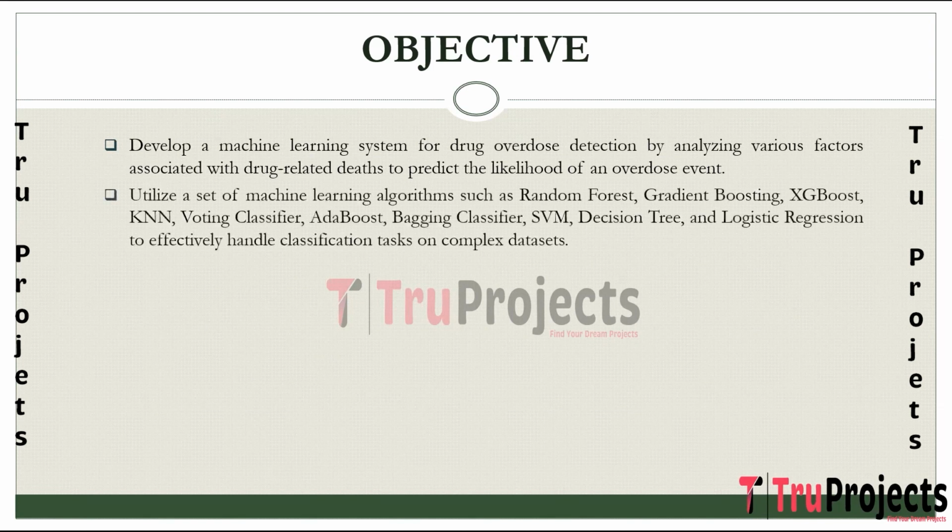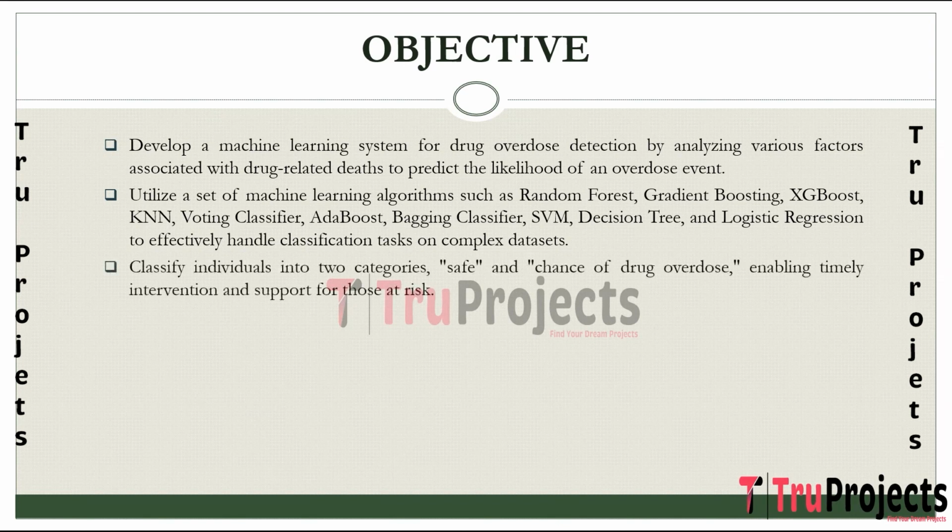The project utilizes a range of machine learning algorithms including random forest, gradient boosting, XGBoost, K nearest neighbor, voting classifier, AdaBoost, bagging classifier, support vector machine, decision tree, and logistic regression. These algorithms are chosen for their ability to handle classification tasks and their effectiveness in dealing with complex data sets. The system aims to predict two classes, which are safe and the chance of drug overdose. By classifying individuals into these categories, the system helps in identifying those at risk of overdose, enabling timely intervention and support.